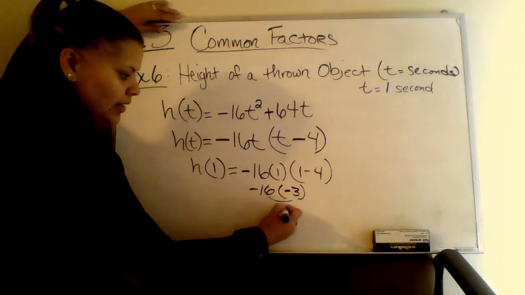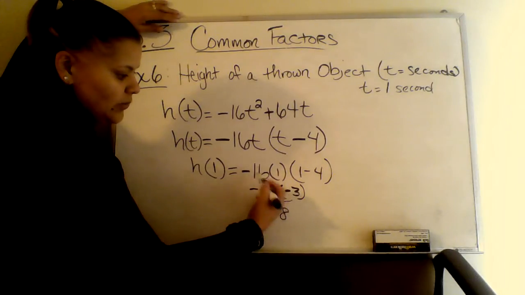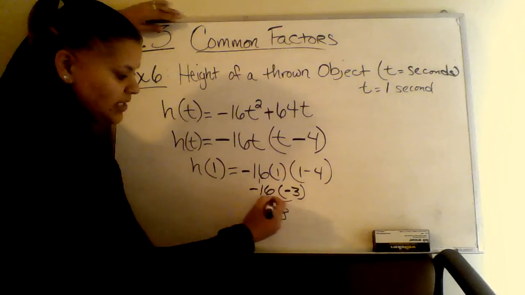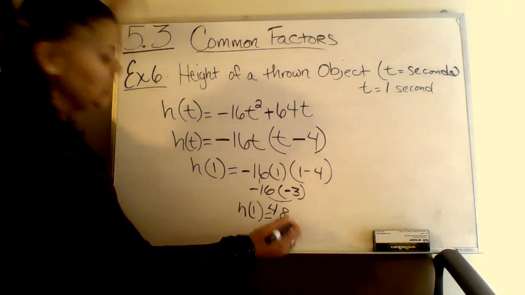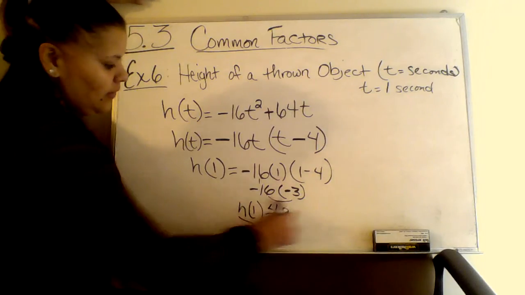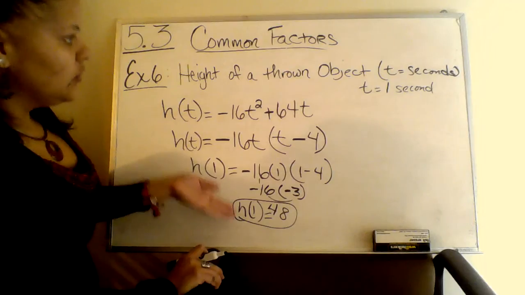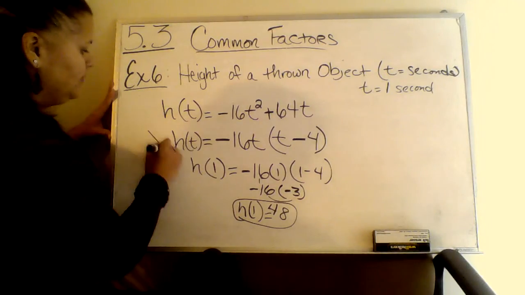So then you got 18, carry the 1. And 3 times 1 is 3. Plus 1 is 4. Negative times negative is positive. So we know that h of 1 is 48. So we know the value for it. The height of the object is 48. So then we factor.